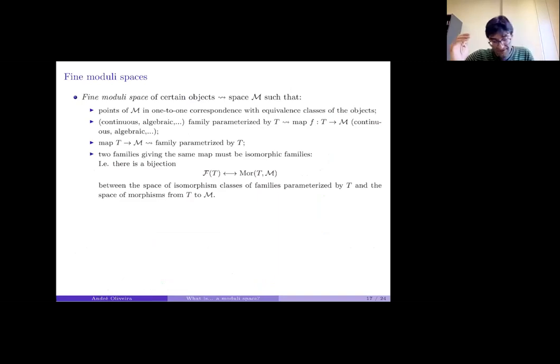All right, so let's now see. I told you in the abstract that I was not going to give a definition of moduli space. Here's a rough, slightly more rigorous, though not completely rigorous, definition of a fine moduli space. So what's a fine moduli space? It's a space whose points are in one-to-one correspondence with equivalence classes of the objects that we are considering.